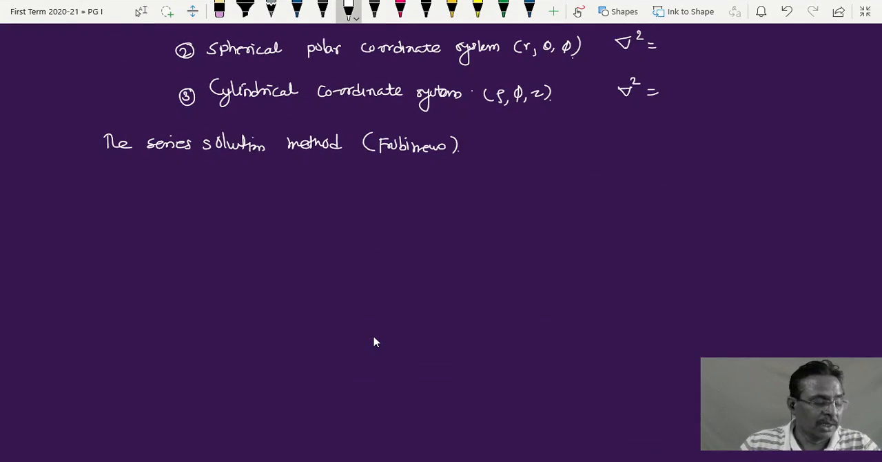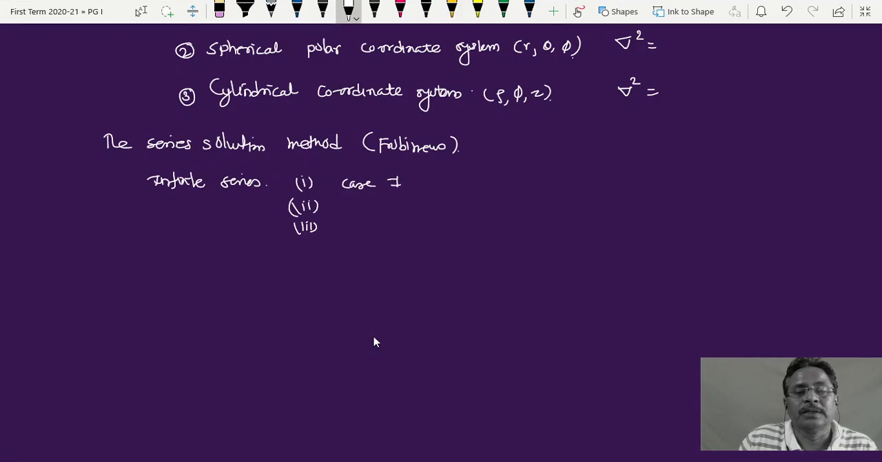differential equation. That particular form of the differential equation I am not mentioning here, to avoid confusion. Solving this Legendre differential equation by the series solution method in the spherical polar coordinate system, we obtained infinite series. Actually we got 3 series. There are 3 different series possible, because there was case 1, case 2, and case 3.